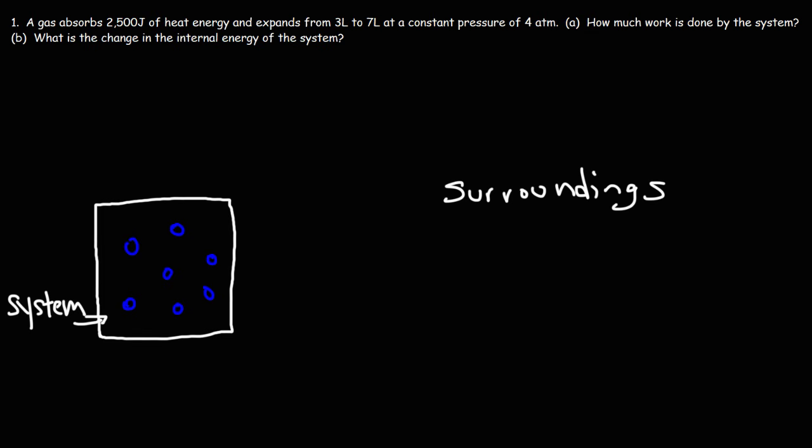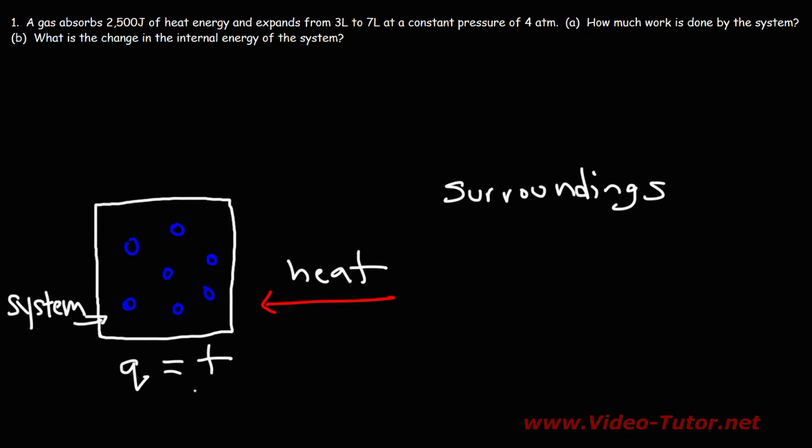Heat flows from the surroundings into the system. Now we know that heat energy flows from hot to cold. So a lot of thermal energy is going into the system. Anytime heat is absorbed by the system, Q is positive. And this is an endothermic process. That means that the surroundings is losing thermal energy. So the process is exothermic for the surroundings.